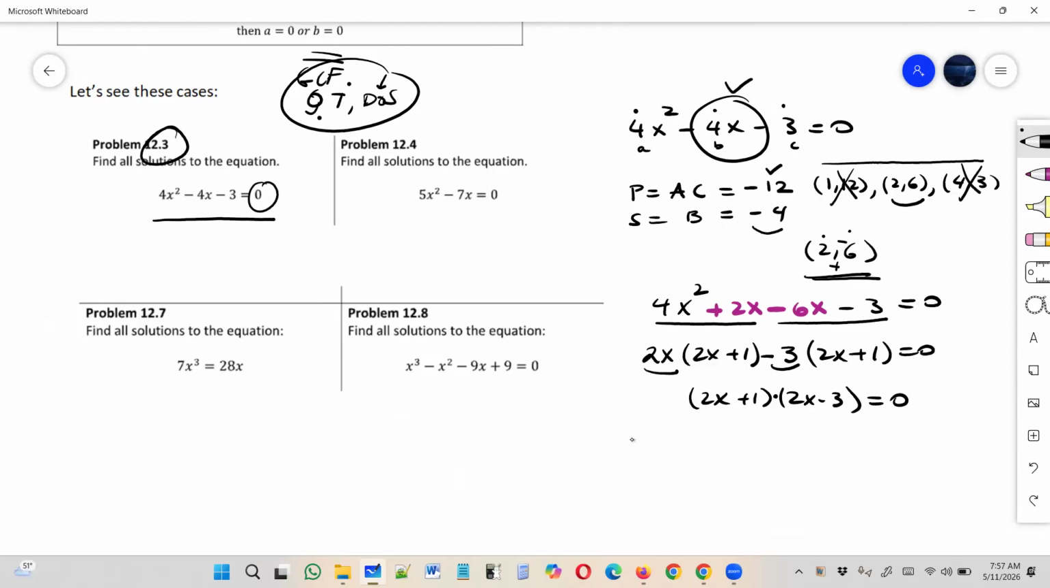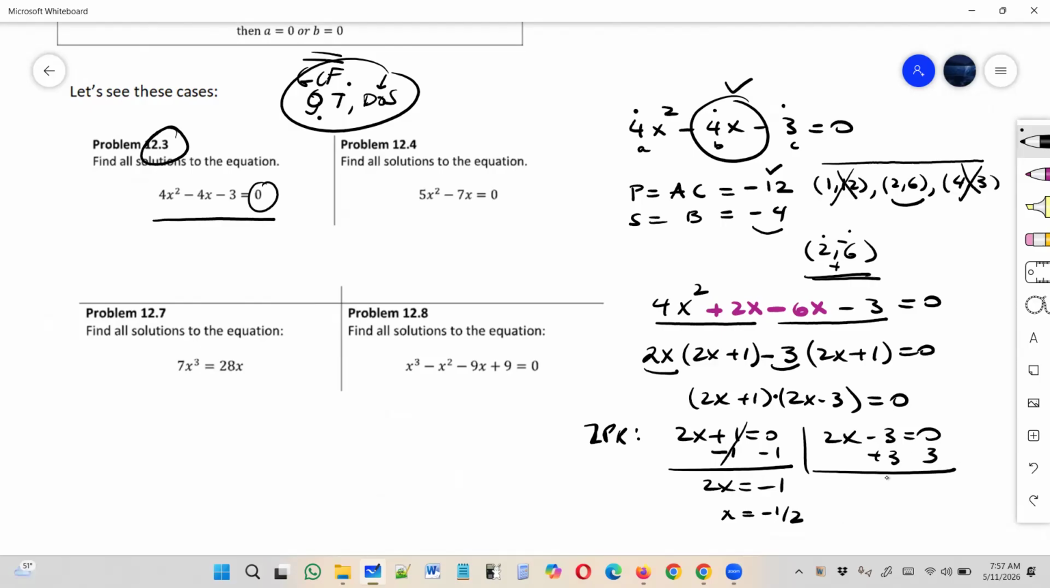Now, because I have a product, I apply the zero product rule, which says either the first factor is 0 or the second factor is 0. Solve each one separately, minus 1 on both sides, and divide everything by 2. Plus 3 on both sides, and divide everything by 2. So my two answers are here.